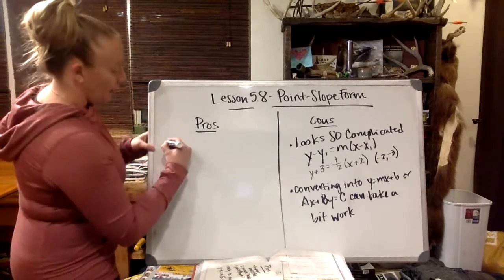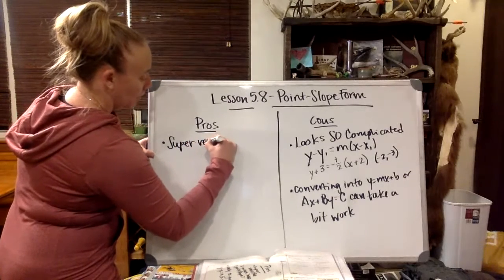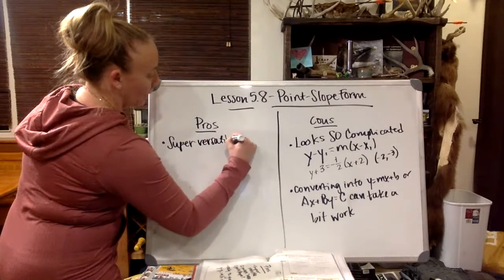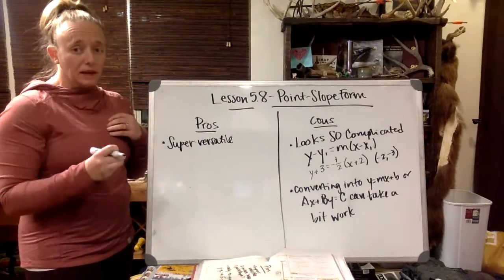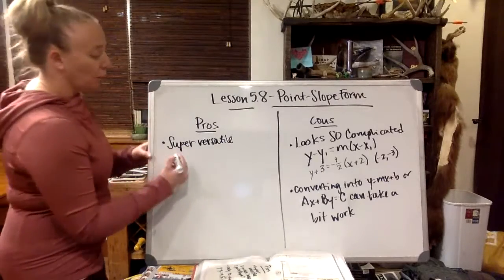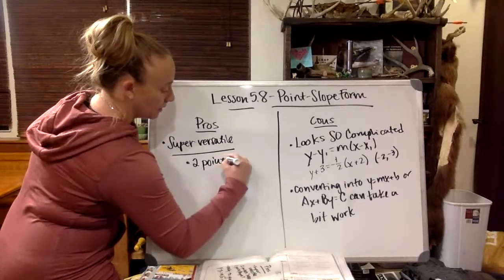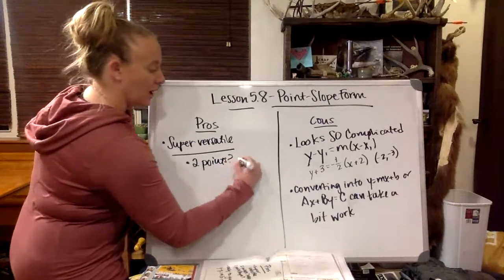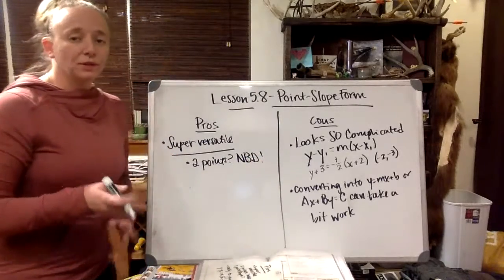So pros, I've already said it. It is super versatile. With point slope or slope intercept form, you need to have the slope. You need to have the y-intercept. If you don't have those things, you can't create an equation. With point slope form, if you have 2 points that you know are on the line, no big deal. It's got it covered. With 2 points, you can find the slope.